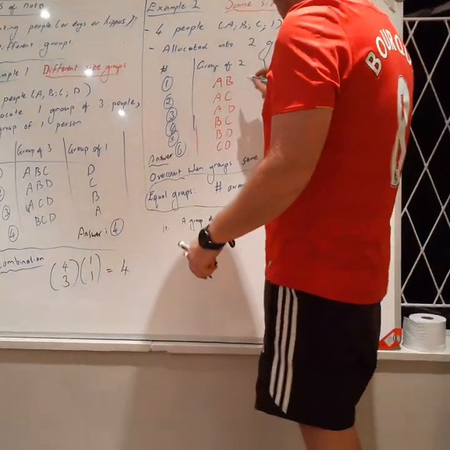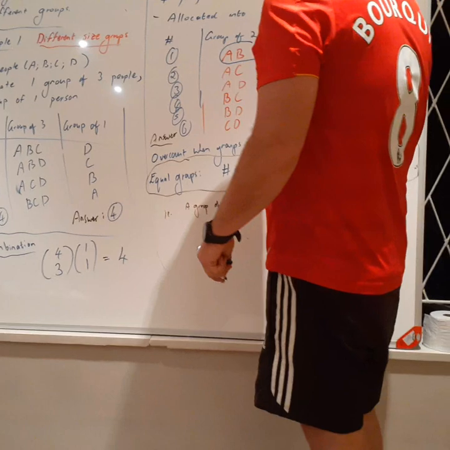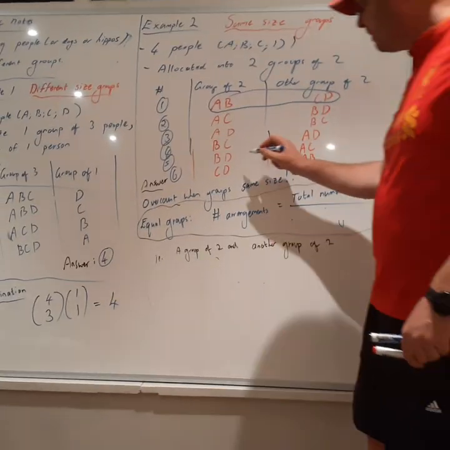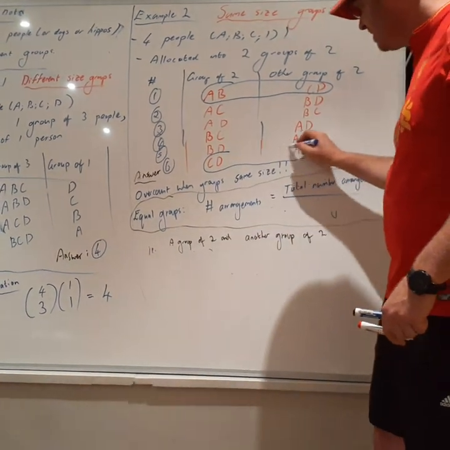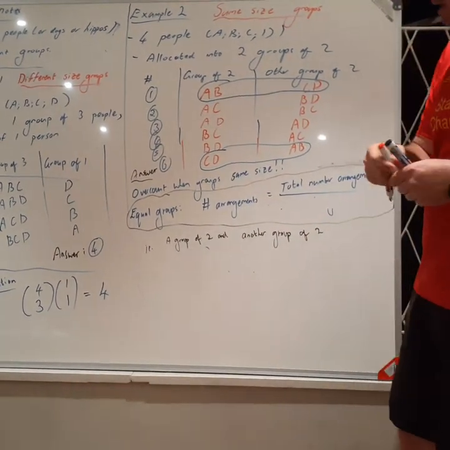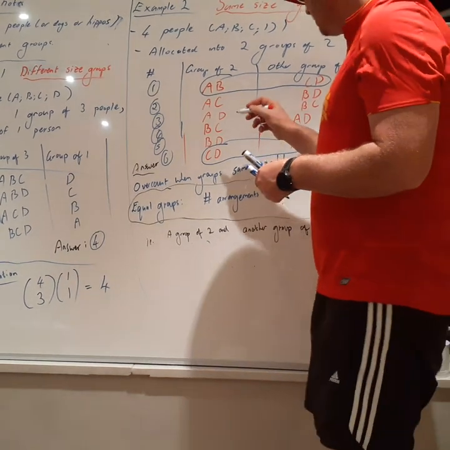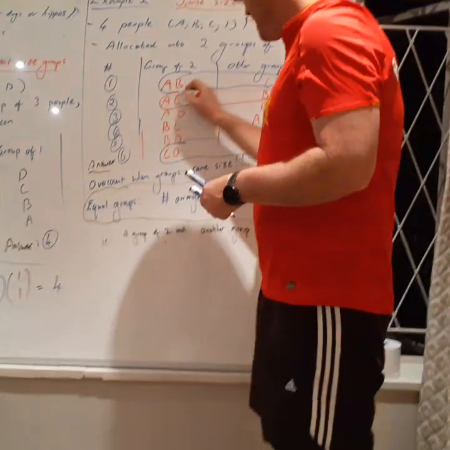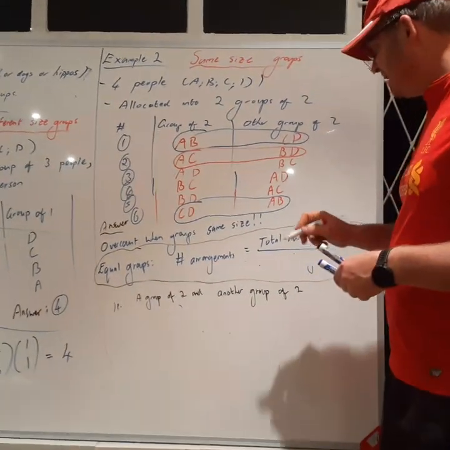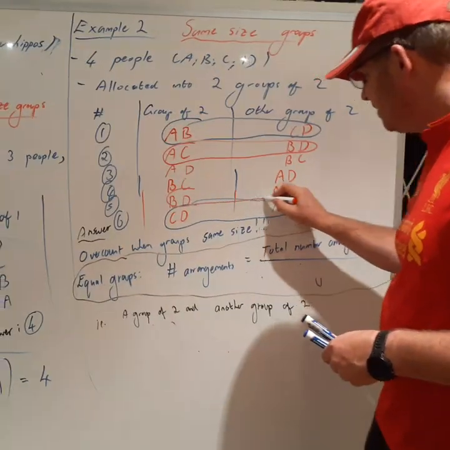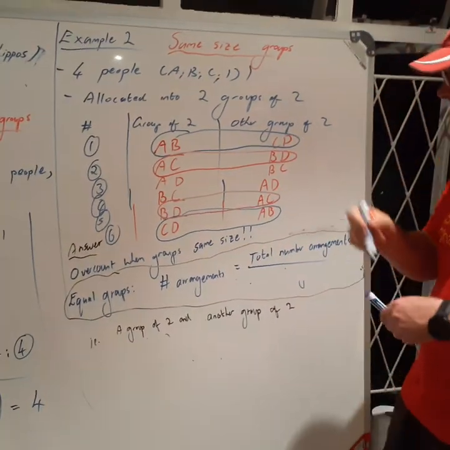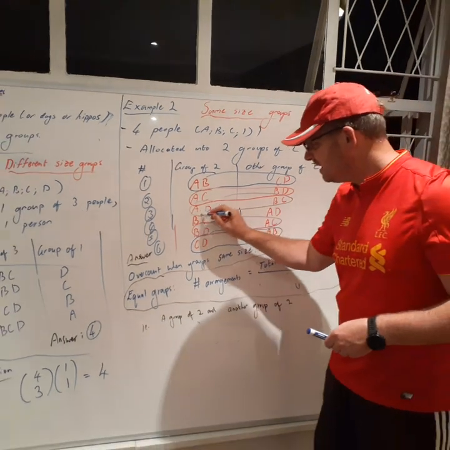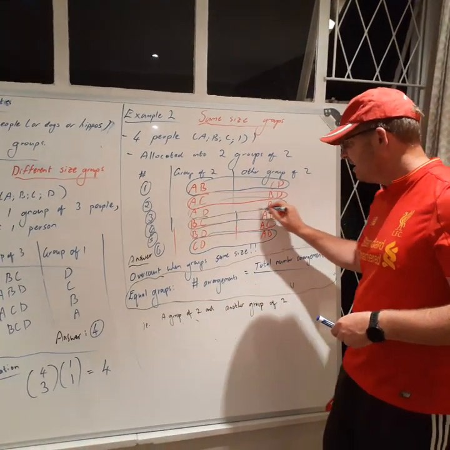Why? Because if we look here, you've got person A and B in one group and C and D in another group, and that group appears again over here. A and B, C and D. Then we've got person A and C in one group and B and D in another group, but that group occurs over here. And then we've got A and D in one group and B and C, but that's the same pairing up over here.